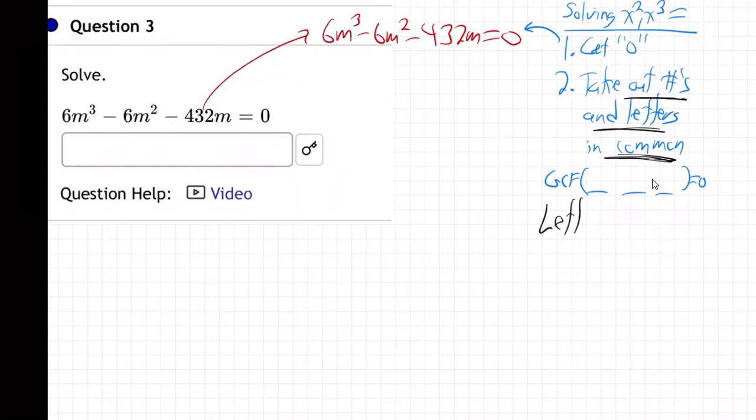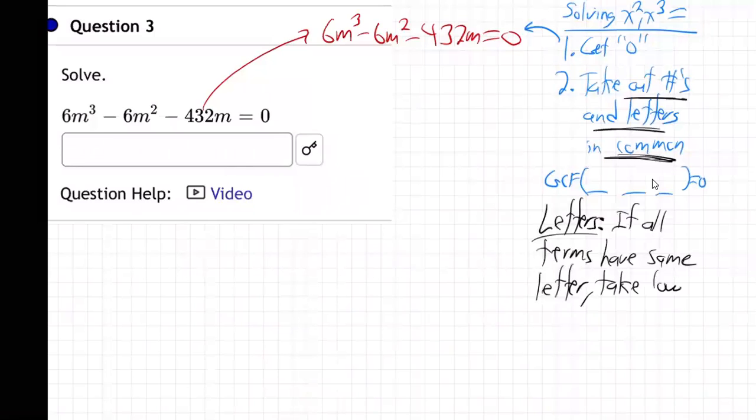For letters, if all the terms have the same letter, take the lowest power. Because that's what they have in common. Is that phrase making sense?